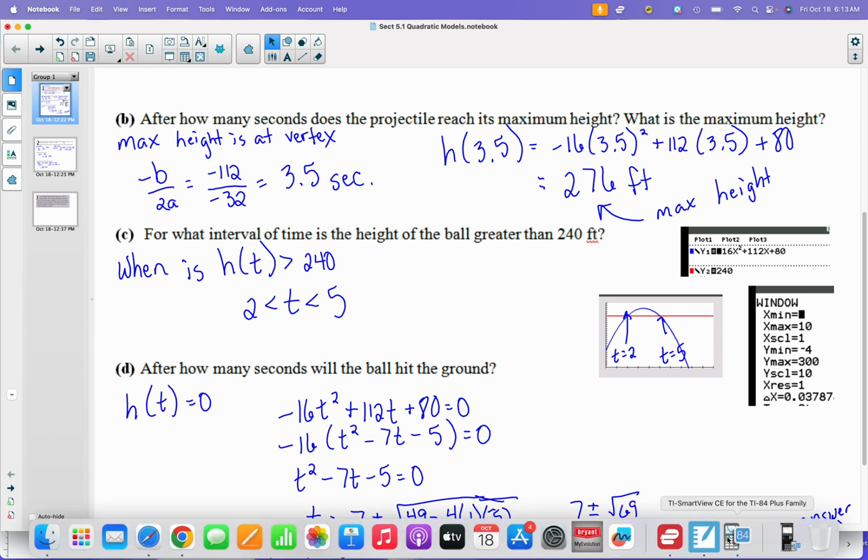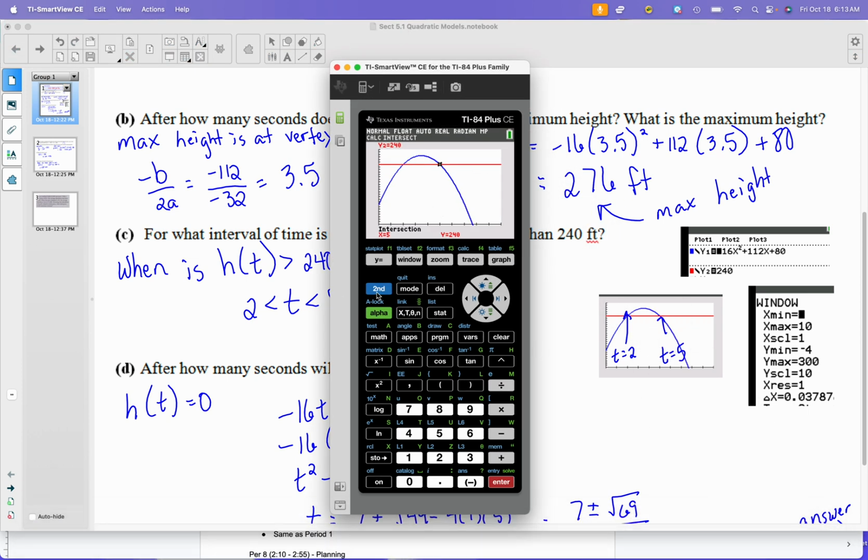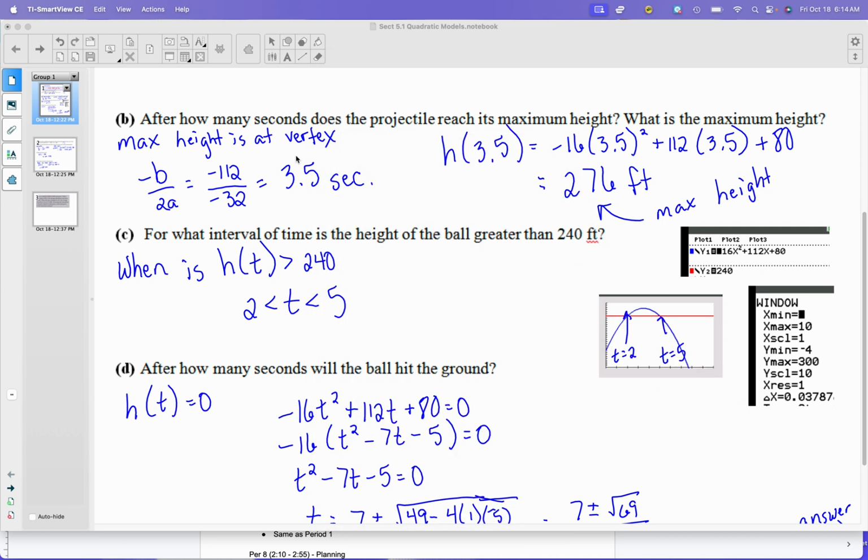Then on my graph, I did second, calc, and then intersect, number 5. It will ask you for the first curve, hit enter, and then the second curve, hit enter, and then your guess, hit enter, and it tells me the intersection, so I can see that it's 5 seconds. It's when it's at 240. Move the cursor over to the other side and do the same thing. Second calc, intersect. And you get the 2 and the 5. So notice that my curve is above 240 in between 2 and 5. So that's what I would say for my answer.